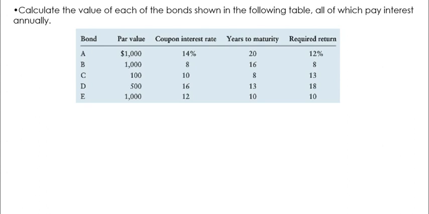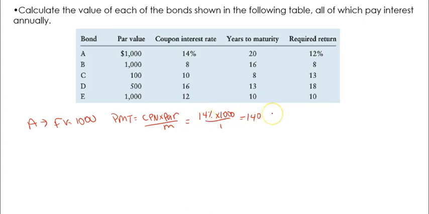Okay, so here is question number 2. Calculate the value of each of these bonds, and they all pay interest annually. Here we can just bust these out pretty fast. Bond A has a par value of $1,000, so the future value is $1,000. Our coupon rate determines our payments, remember? So payment is equal to coupon times par divided by compounding frequency. So 14% times $1,000 divided by 1 is $140. It has 20 years till maturity.